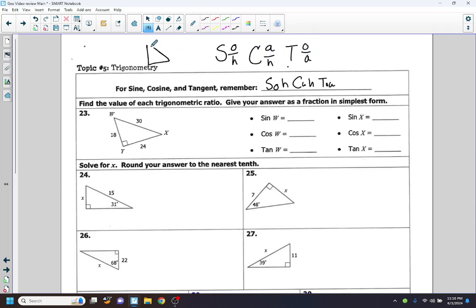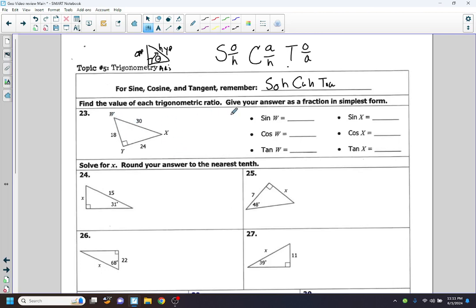Reminder, what is opposite, adjacent, and all that? If your theta's down here, that means this one over here is the opposite because it's across from the theta. This one right here is the adjacent, and this one is always the hypotenuse, and we know it's the hypotenuse because it's across the right angle.